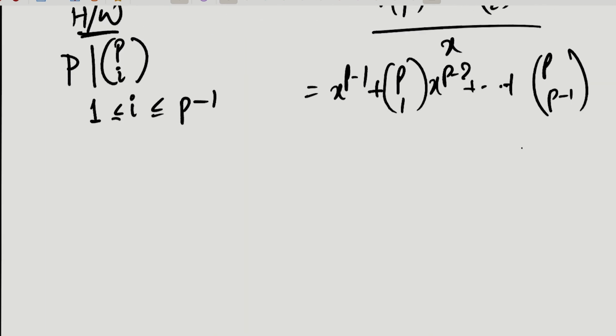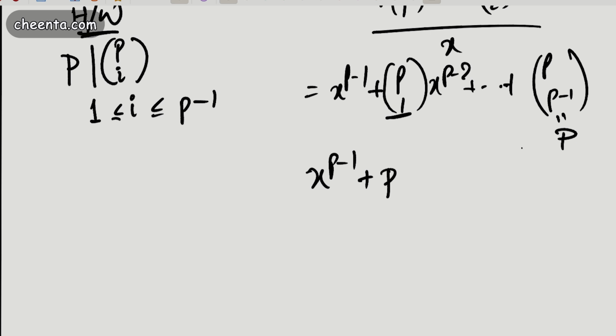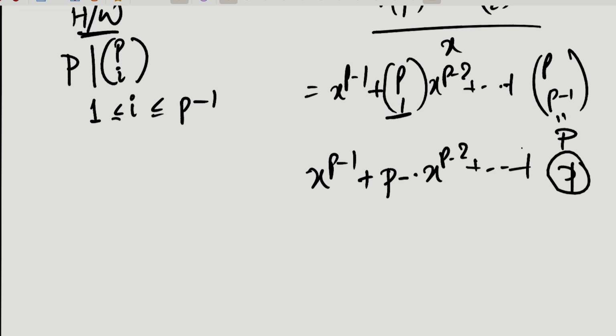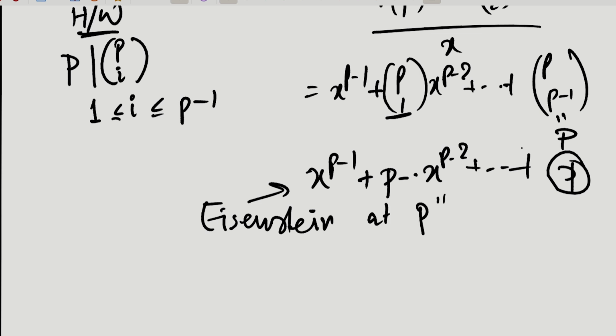Yeah. So since this is the case, p divides all of these coefficients. The last coefficient is just p. So it's x to the p minus 1 plus p times something times x to the p minus 2, blah, blah, blah. Finally, a p. P squared doesn't divide p, right? Obviously. Hence, this is Eisenstein at p. That's how we say that Eisenstein's theorem for the prime p applies. So it's Eisenstein at p, hence irreducible. It's a very nice application.